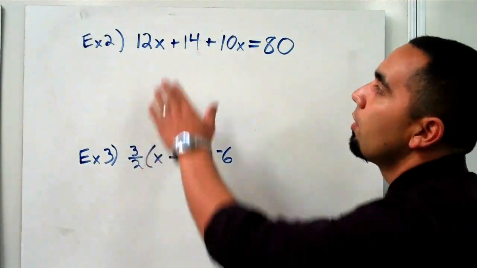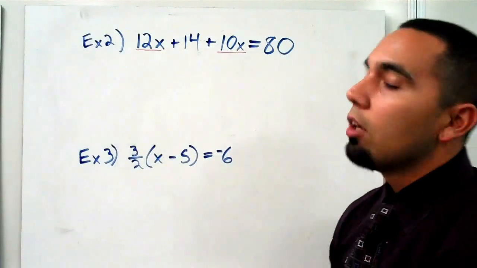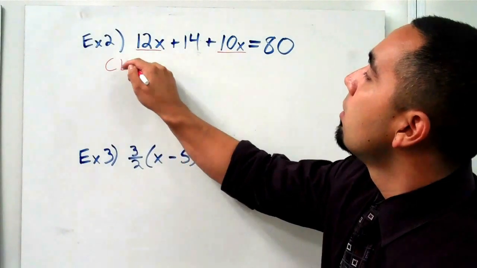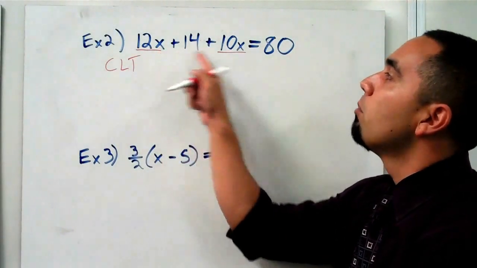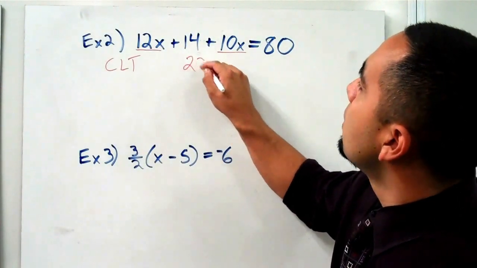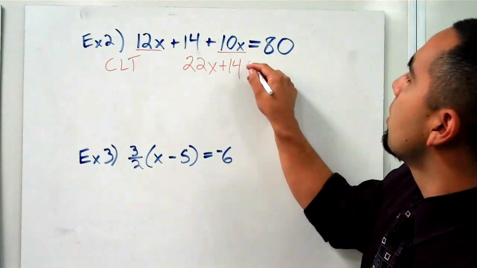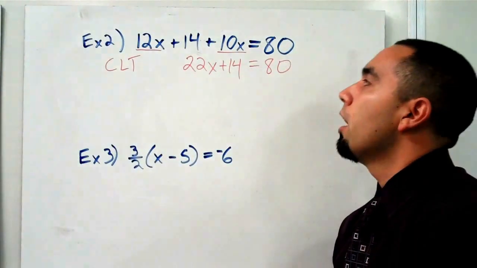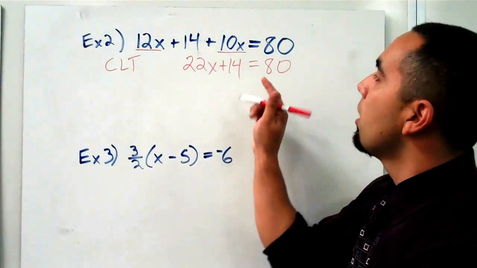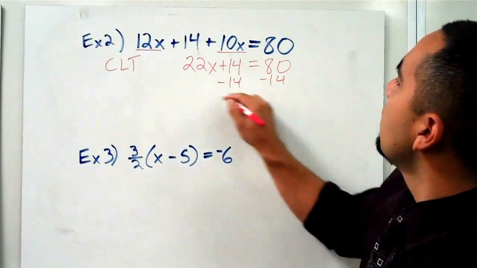So here we have 3 terms, and only 2 of them are like terms. So my first step is I'm going to combine like terms, okay? So if I combine my like terms, I have 12x and I have 10x, I get 22x, and my 14 has nothing to add to, so it just gets dropped down. Now I have 2 terms. What I want to do is I want to get rid of this one because it doesn't have my x. So since we're adding it, we're going to do the opposite, right?